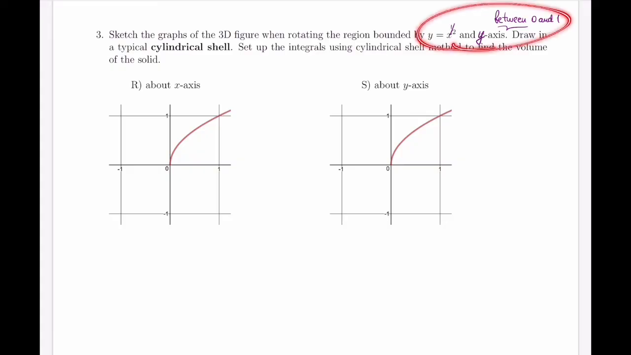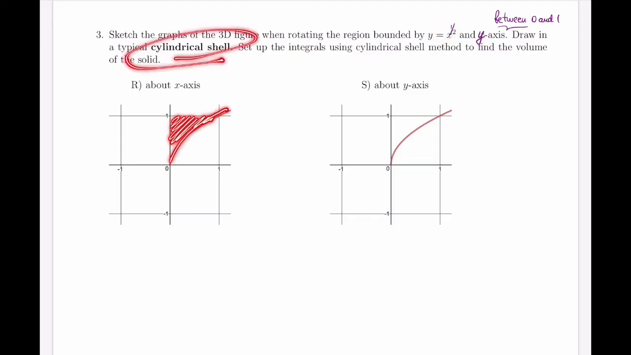Now again, notice the typos here. What I would like to do is have the exact same function, but now I'm going to rotate the region bounded by the function and the y-axis, just to mix it up. So I'm going to be rotating this portion, and I'm going to be using cylindrical shells to draw in. Okay, so what do we have here?